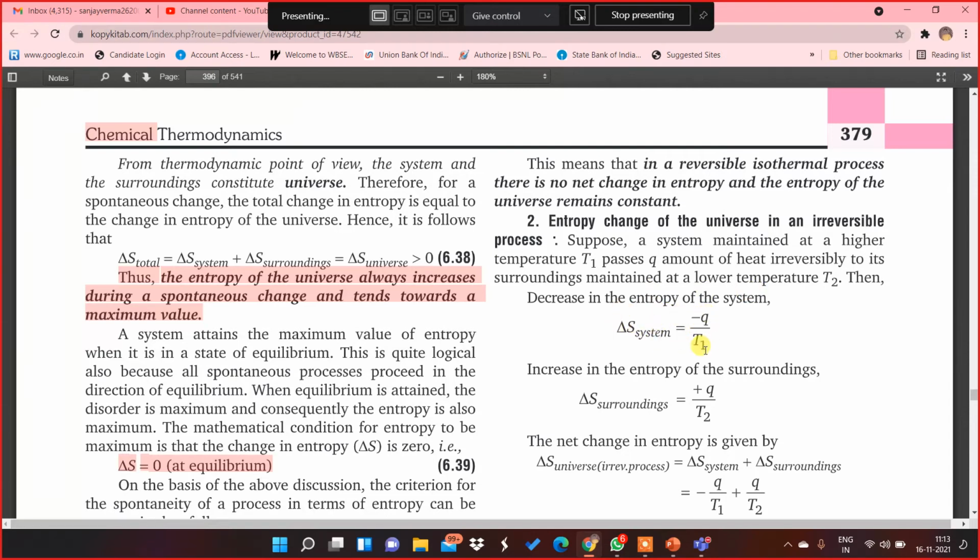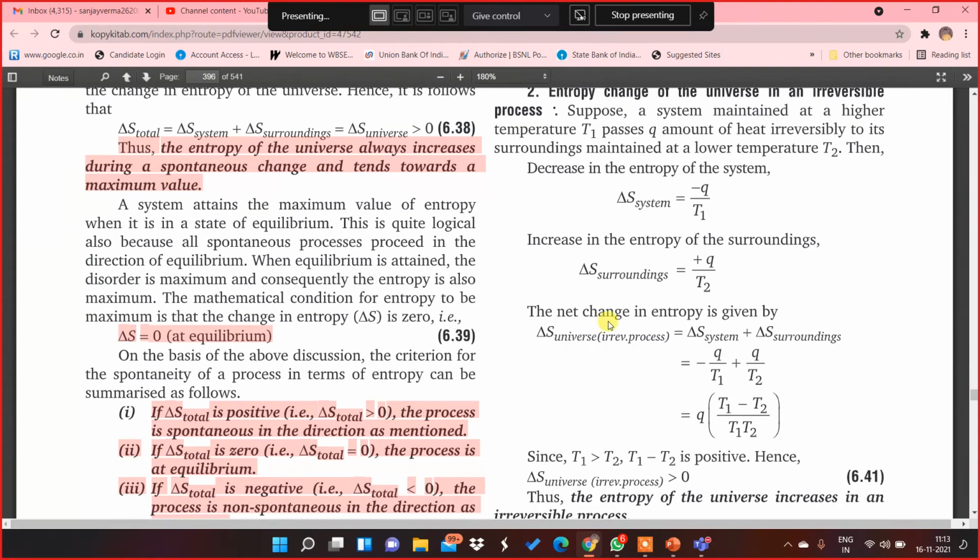Minus Q by T1. Now increase because the system is giving heat to the surrounding. What is happening? There is an increase in the entropy of the surrounding. That's why delta S surrounding is a positive value, plus Q by T2. So if we look at the net entropy change again over here, there is a formula: delta S for an individual process is equal to, putting all the values in, we get Q (T1 minus T2) by T1 T2.